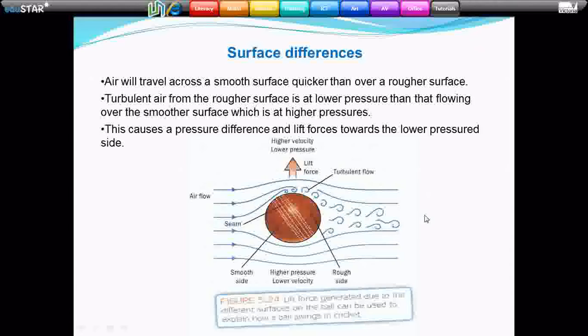Last one in this presentation is to do with surface differences. So in cricket, cricketers will often shine one side of the ball, and that allows for the surfaces of the ball to be very similar to the Magnus effect. So what happens is one side of the ball is rough and it's turbulent, and the other side of the ball is nice and shiny, and as it travels through the air it changes the pressure on either side. So one side gets a lot of pressure, high pressure, and the other one has low pressure, and so the object tends to move through the air with what we call swing. And that's the end of this presentation.